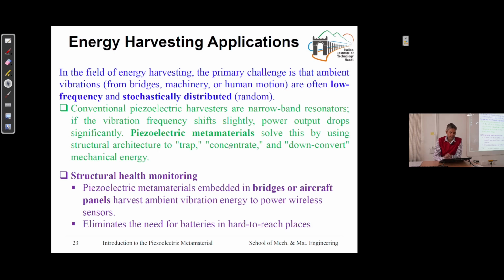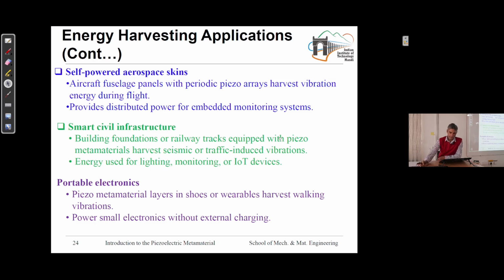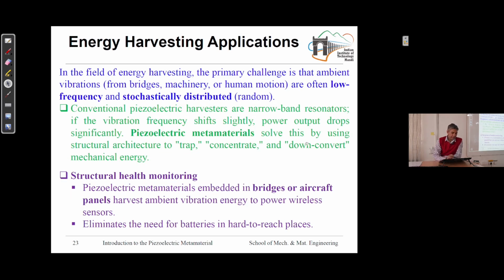Piezoelectric metamaterials solve this by using structural architecture to trap energy. That is, we can have these meta atoms, right? We design these meta atoms in such a way that they can work at the smallest frequencies, so as to concentrate and down convert mechanical energy.